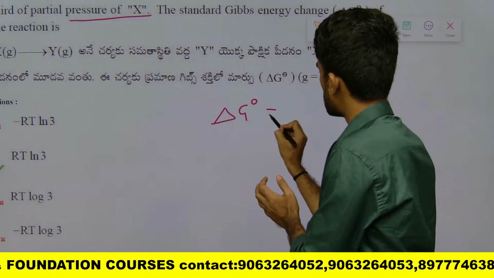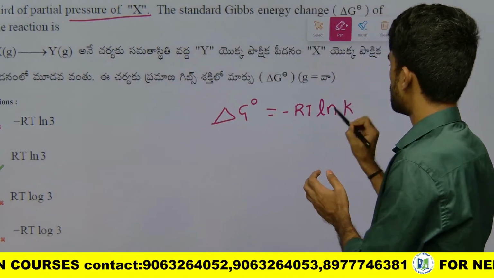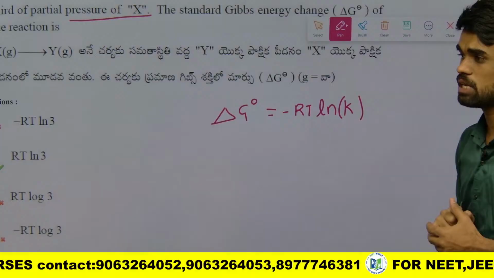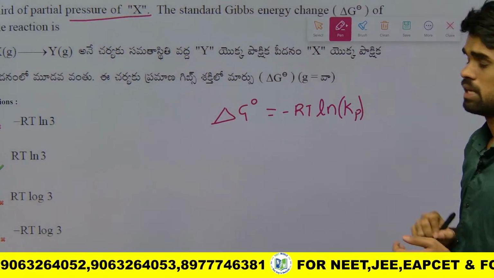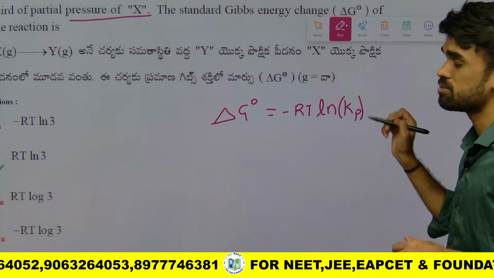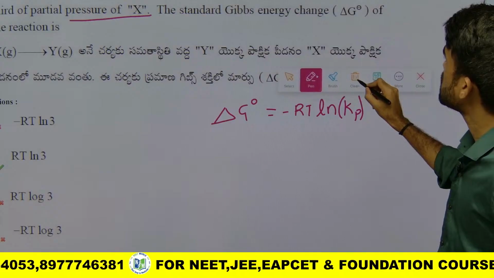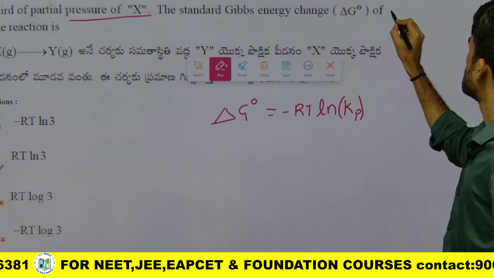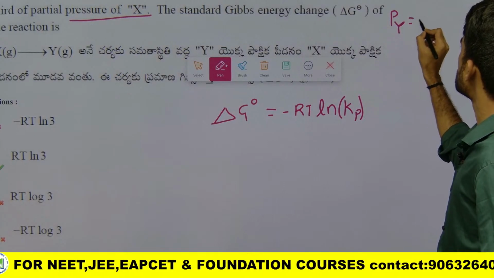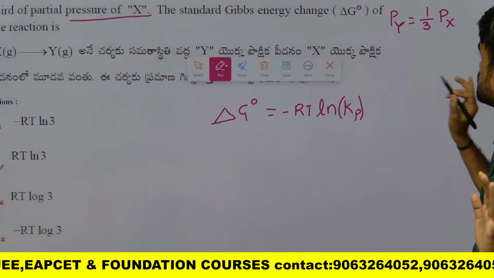Delta G naught equals minus RT ln K. Right? K means equilibrium constant. Since they are gases, I am taking it as Kp, the equilibrium constant in terms of partial pressures. What they are saying is the partial pressure of Y is 1/3 of the partial pressure of X. See, P of Y equals 1/3 of partial pressure of X. That's the relation we have.